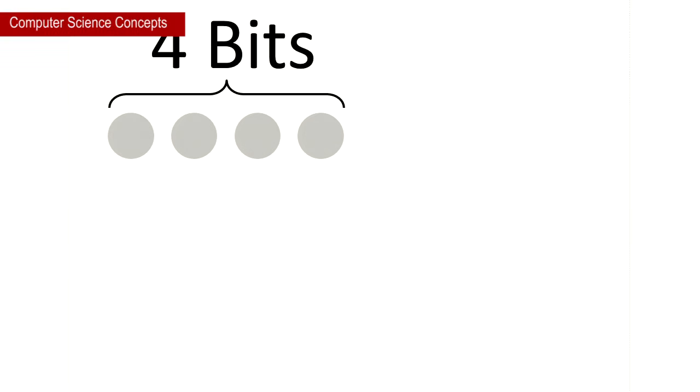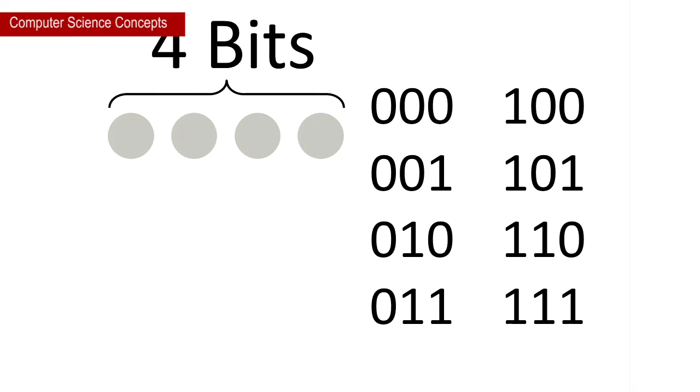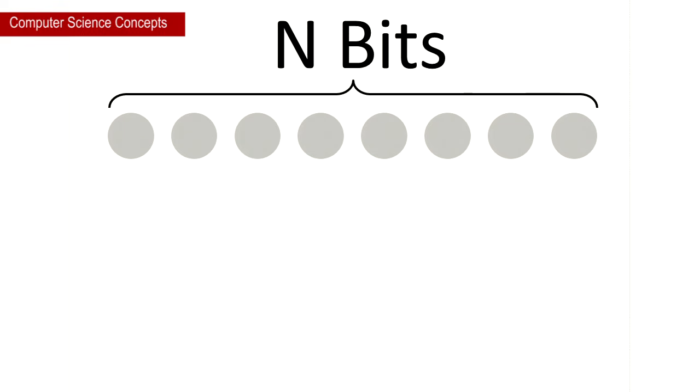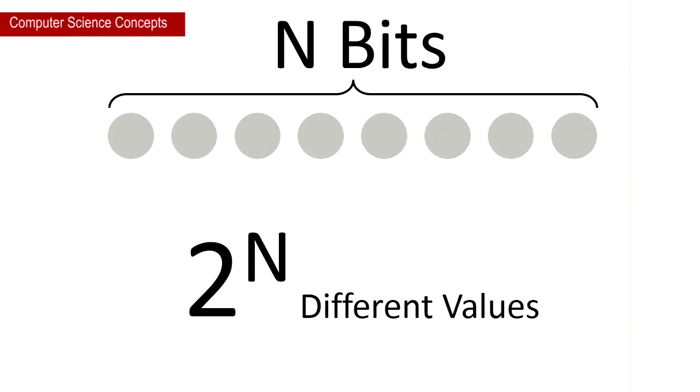If we do the same thing with bit strings of length 3, we can find that there are 8 possible combinations. With some knowledge of mathematics, we can conclude that a bit string of length n can be used to represent 2^n different values.